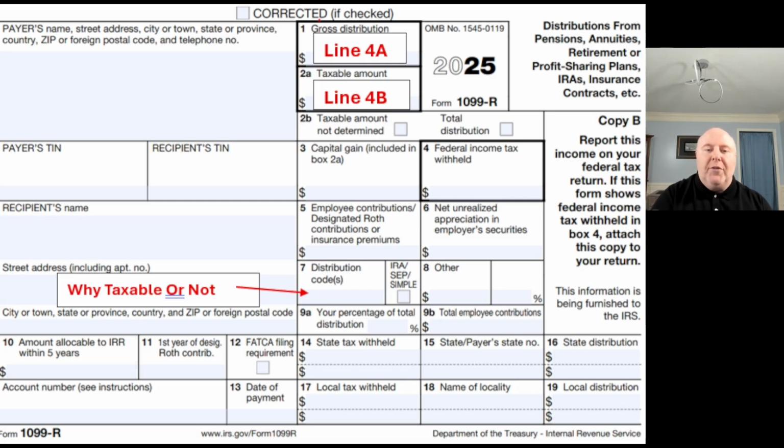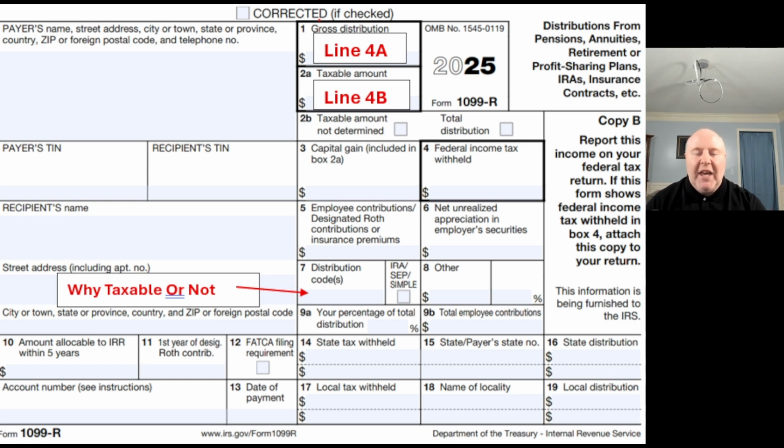Now, the next line, 2A, is an important line. This is where it really starts to impact us tax-wise, because box 2A on our 1099-R, the document we're looking at, is going to be the taxable amount. So this is going to go to line 4B on our 1040. Again, software is going to push it over there for you. If you're doing it manually, this is where you're taking that information from.